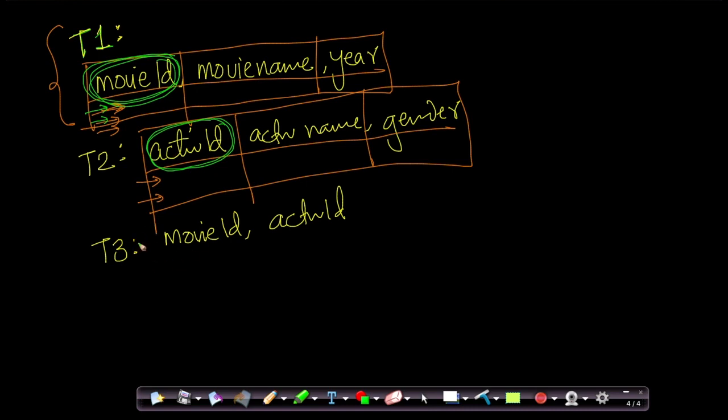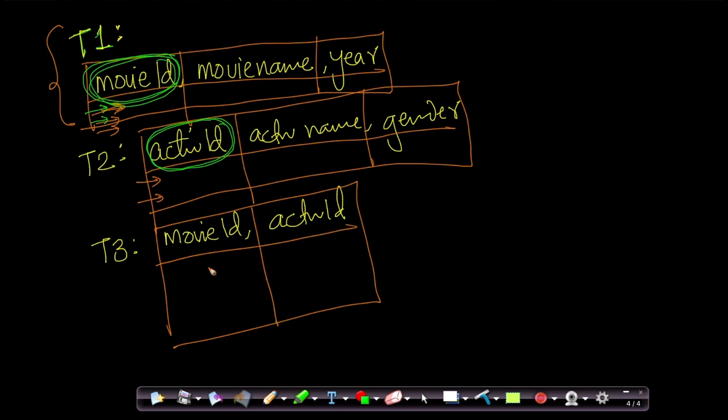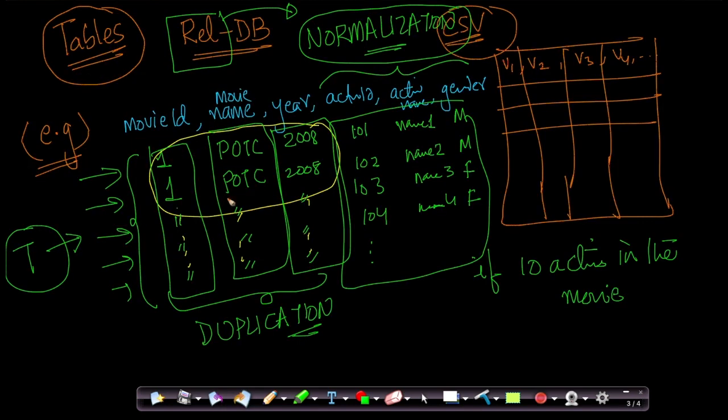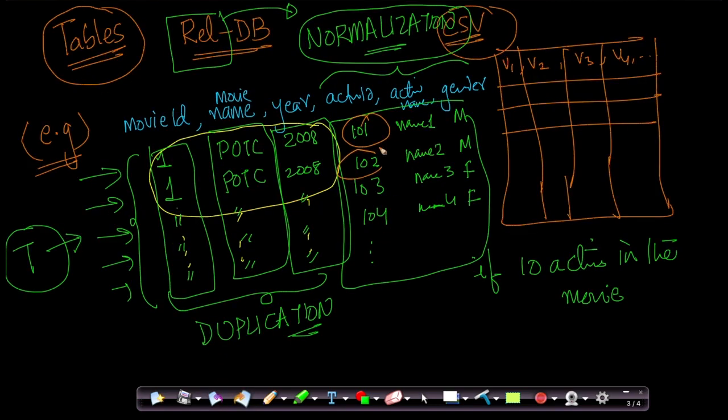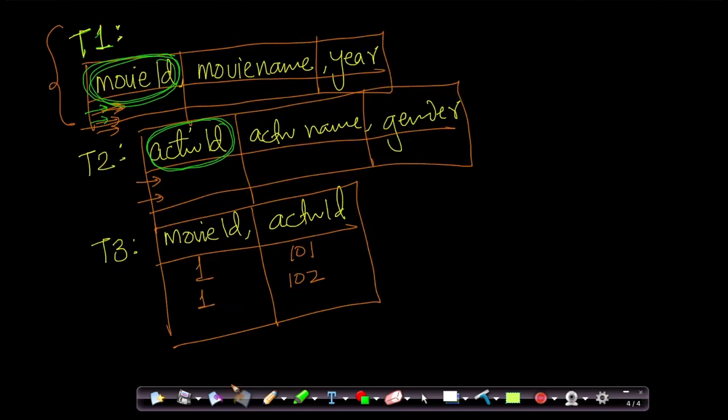Now let's come to the third table. In the third table, I will store for each movie and for each actor. Suppose I have movie ID 1. So let's take this example only. I'll store 1, 101 here. I'll store 1, 102. Because actors 101, 102, 103, 104, all of them acted in movie ID 1.